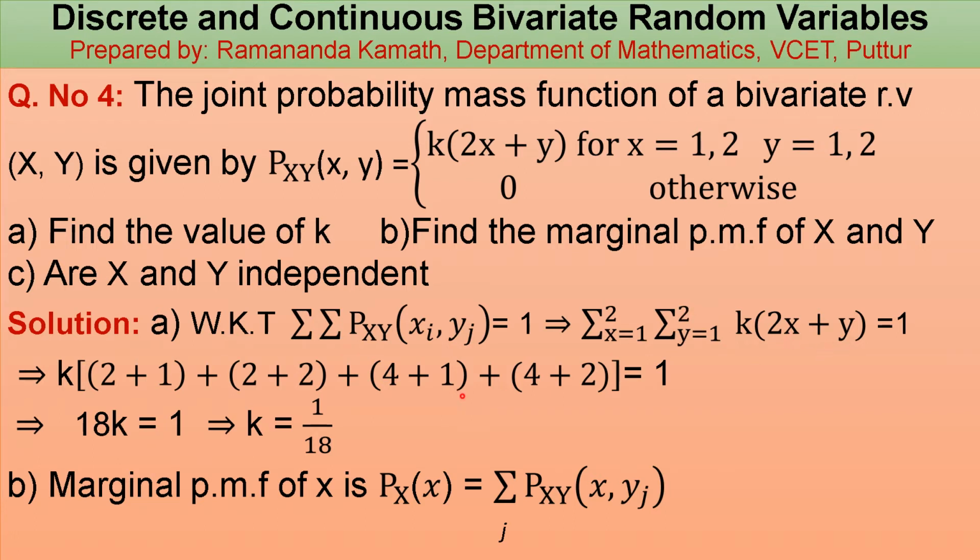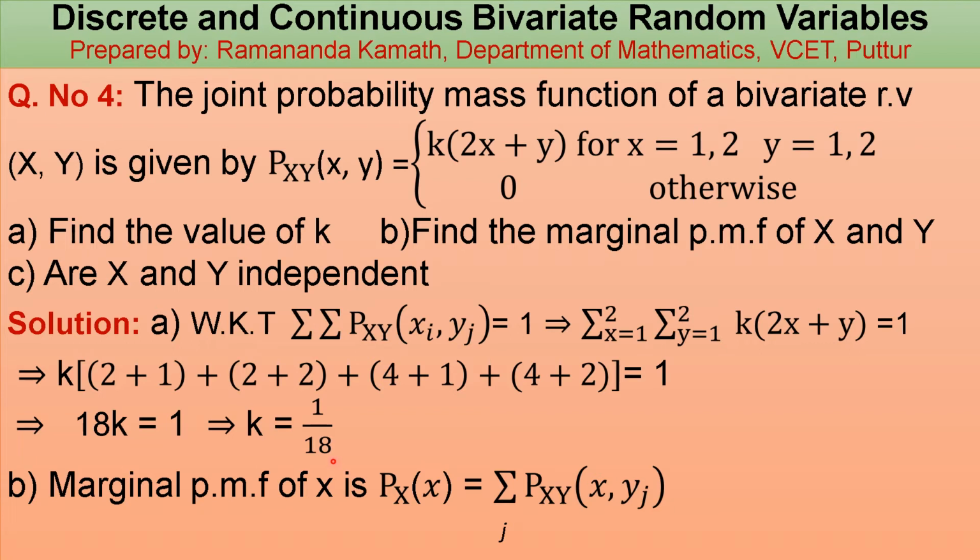Then take x as 2, y as 1 and 2. So for x = 2 and y = 1 it is 4 + 1. Then for x equal to 2 and y equal to 2 it is 4 + 2. So that sum must be equal to 1, and that sum will be 18. So 18 times k, 18k is equal to 1, or k is 1 by 18.